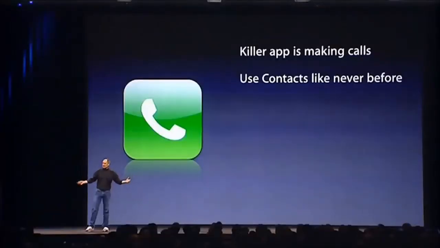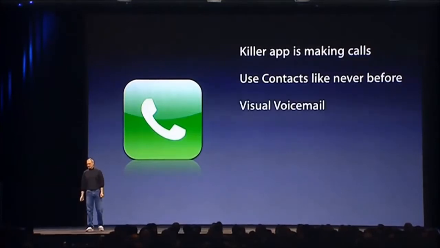So we want to let you use contacts like never before. You can sync your iPhone with your PC or Mac and bring down all your contacts right into your phone. So you've got everybody's numbers with you at all times. We have something that's going to revolutionize voicemail today. We call it visual voicemail. Wouldn't it be great if you had 6 voicemails, if you didn't have to listen to 5 of them first before you wanted to listen to the 6th? Wouldn't that be great if you had random access voicemail? Well, we've got it. Just like email, you can go directly to the voicemails that interest you.